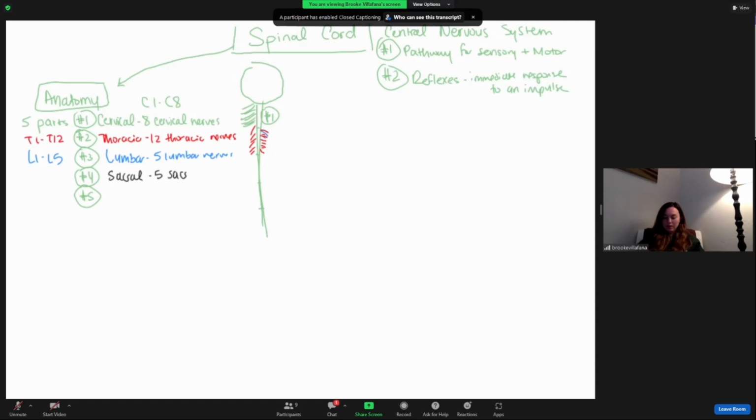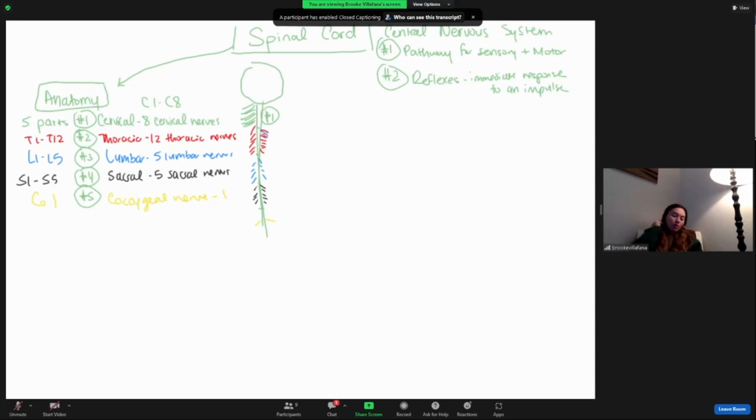There are 5 sacral nerves. Sacral is in the area of your sacrum, so 5 sacral nerves. Again, there were 5 lumbar nerves. And then lastly, we have one coccygeal nerve, just one. So one on either side, so that's CO1. Sacral is S1 through S5. So there's not a whole lot there. That's just like an anatomy thing that you want to know.